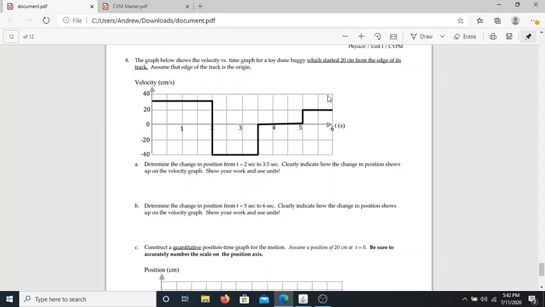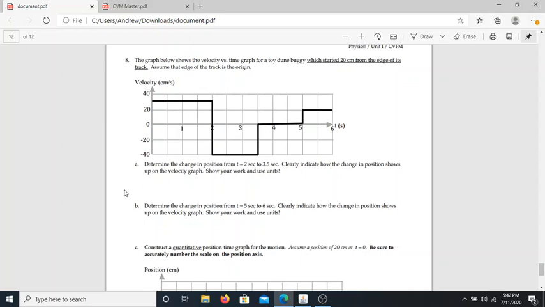But right there, just a little warm-up of translating what this graph is telling us into words. Now, what we're going to find out is that we can translate this graph into something else as well. So look for part A. It says determine the change in position from 2 to 3.5 seconds. Clearly indicate how the change in position shows up on the velocity graph. Show your work and use units.